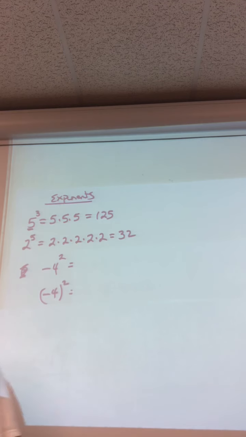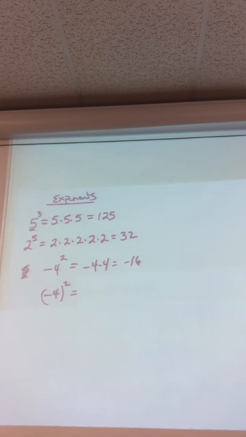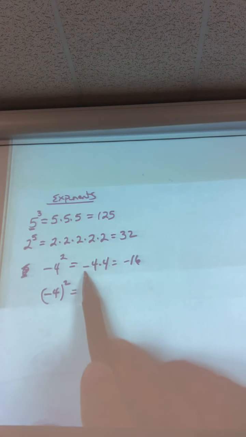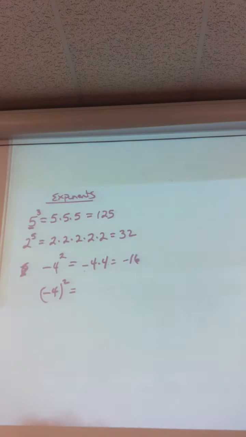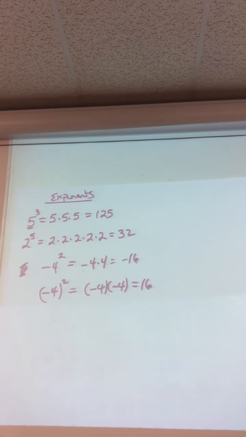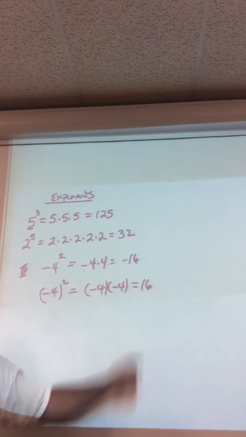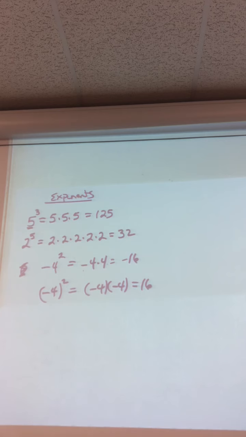Now, here's how that makes a difference. If you do the top one, when you square it, you only duplicate the 4, not the negative. But in the second one, you do the negative 4 twice. In this case then, a negative times another negative, if the signs are the same with two numbers multiplying, you always get a positive answer.